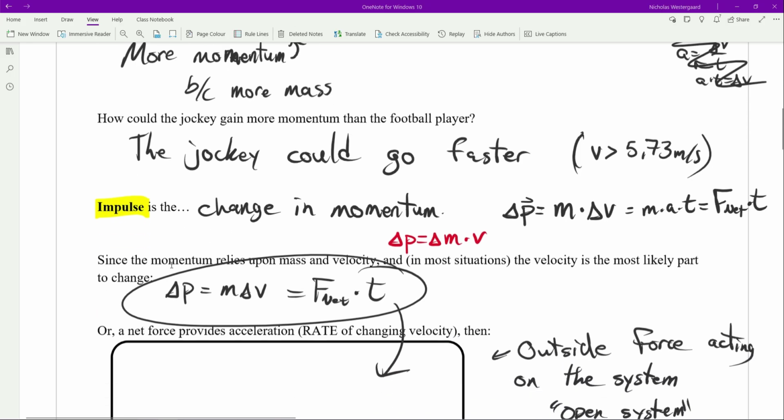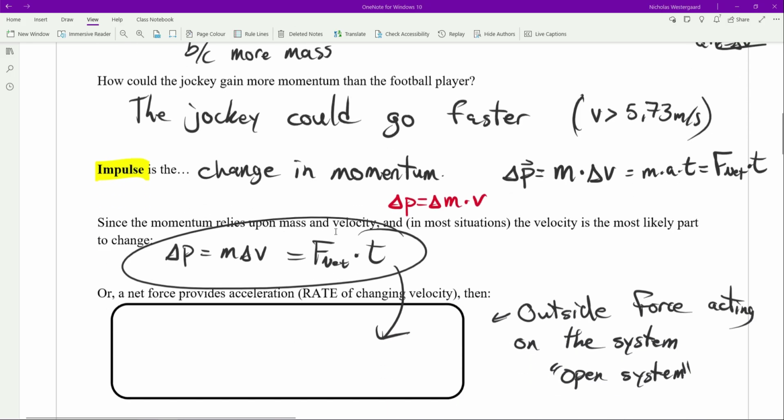Now, since our momentum relies on mass and velocity, and in most situations the velocity is more likely to change, you can simply equate these relationships. The change of momentum is equal to mass times change of velocity, which is equal to the net force times time. Sorry, that's what's supposed to go in this box here. I just wrote it in the wrong place, so that's fine.